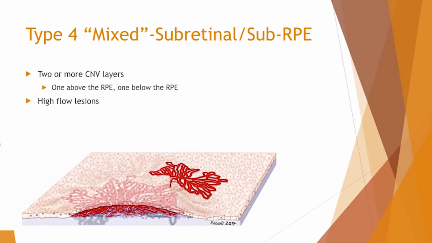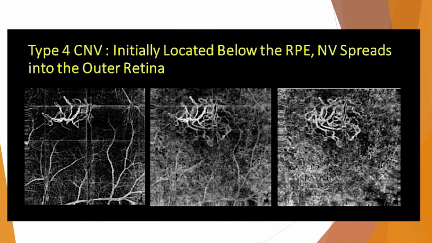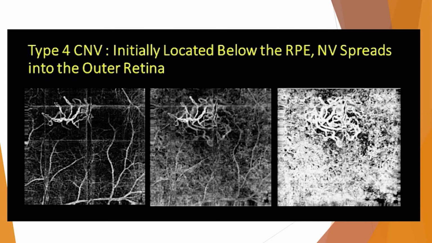So when you look at this on angio, we're going to start with the image all the way to my right. I think it's all the way to your right. You can see that there's a big messy lesion there, okay? Just by looking at that, nobody could tell you what type of CNV that is.